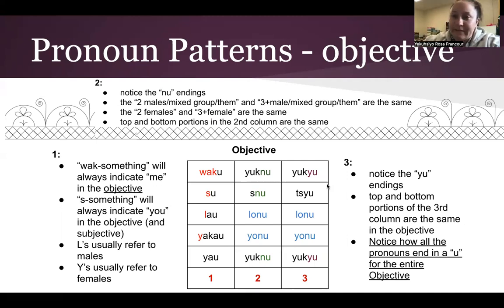Just be aware of this pattern right now. Third column, remember our ending of yu, which was you, that follows to the same third column on the objective side. Yu occurs in yungyu, ju, and yungyu, in all of us, you all, and me and 2 or more others. Top and bottom are the same in the objective side in the third column, yungyu and yungyu. And notice how all of the pronouns end in a U in the objective.